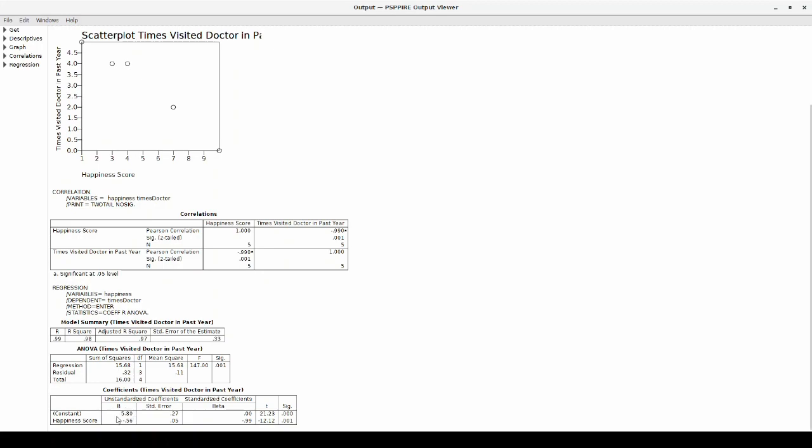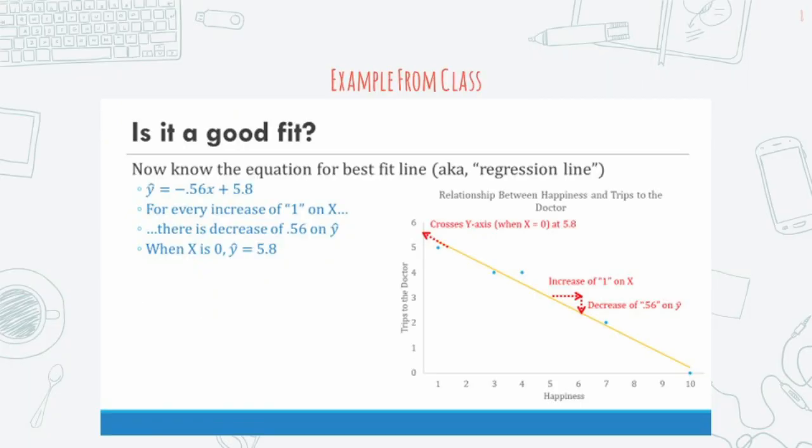It's also going to give us our constant or our intercept. And this is saying that the constant is when x equals 0, when there is no happiness score. So when x equals 0, that is our constant, our intercept of 5.8. And as we recall, our equation is that y hat equals negative 0.56x plus 5.8.